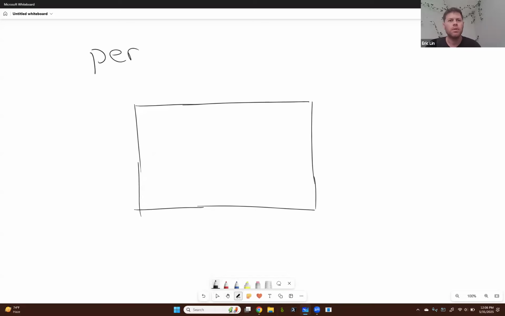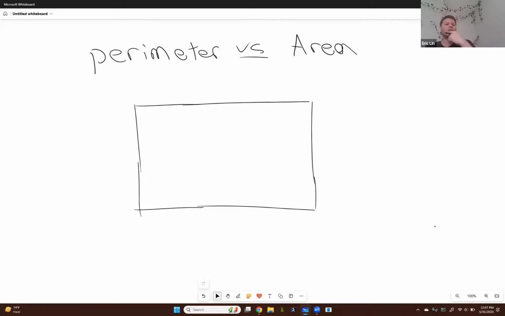Perimeter versus area. So a perimeter is measuring a one-dimensional thing, 1D. It is measuring length.